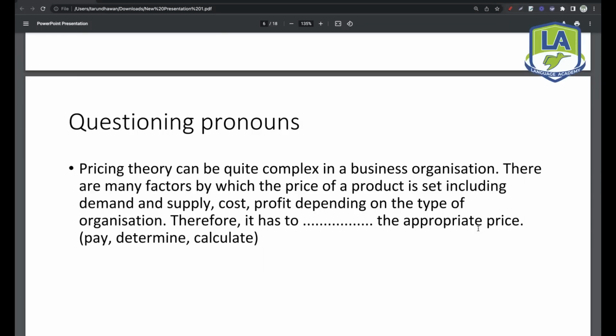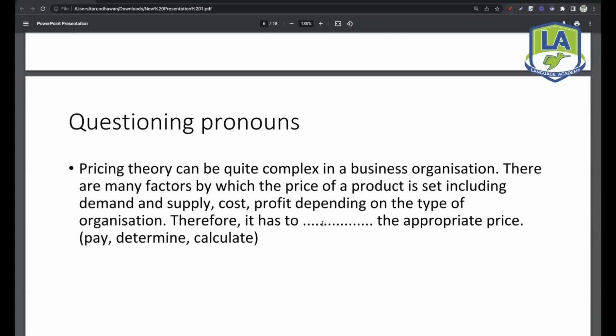If you read a sentence like this, it has to. Let's put the options. It has to pay the price, makes sense. It has to determine the price, makes sense. It has to calculate the price, also makes sense. But when we put in place of it the noun, which is organization, organization has to pay the price.